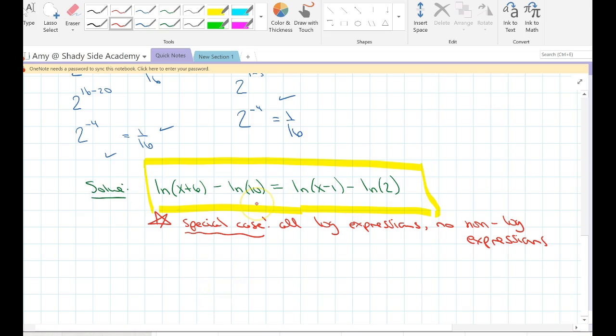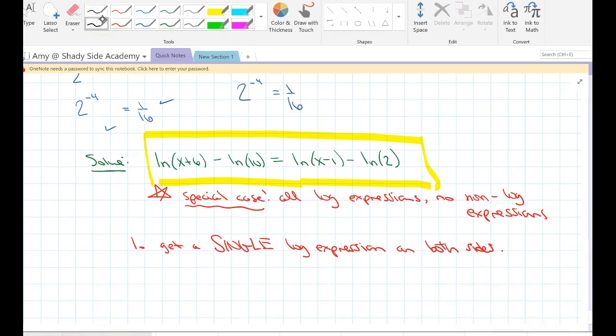When you have a situation like this, what you do is the following. You get a single log expression on both sides. And I'm going to do that right now below here in black. I'm going to use the properties of logs to combine these two. The left-hand side becomes the natural log of x plus 6 all over 10, properties of logs, everyone, equals the natural log of x minus 1 all over 2.